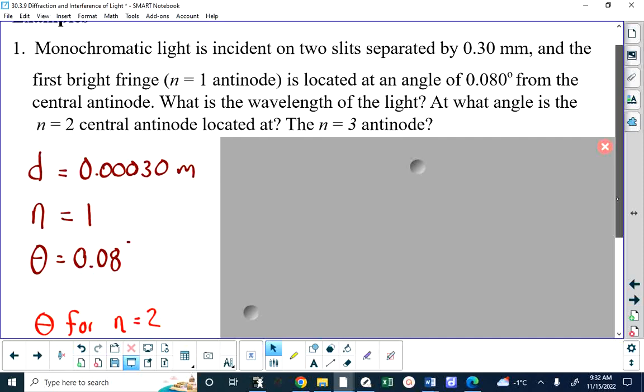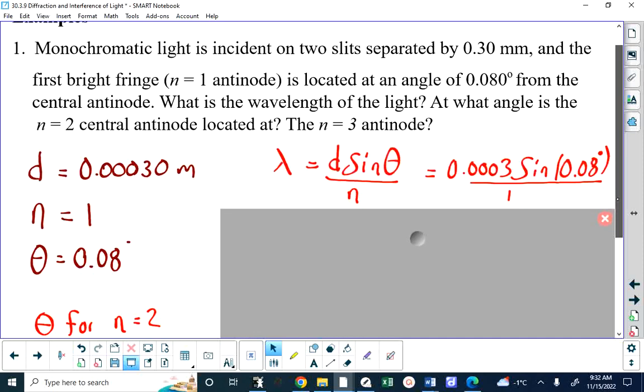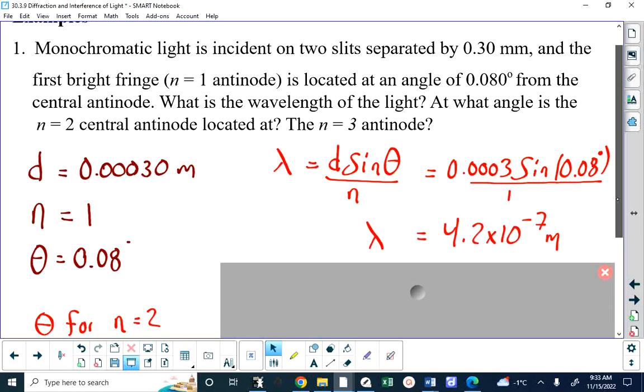When you do this question, you don't have to worry about which formula you're going to use because you're going to use the angle, right? So you get the opportunity in this example to use this formula, and it's always valid. By the way, since the angle is less than 10 degrees, this is the formula that we're going to use, but you could use the other formula if you wanted to, but it would be a lot of work. So we put in d times sine of 0.08 over 1, and this is the answer that I get. I get 4.2 times 10 to the negative 7 meters, or about 420 nanometers.